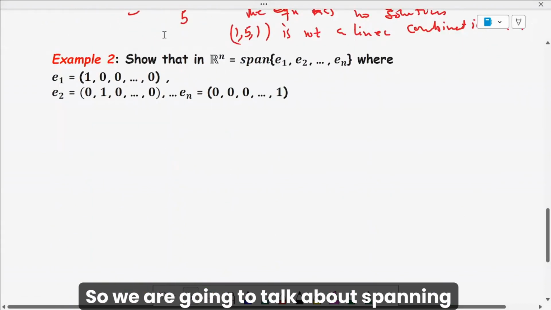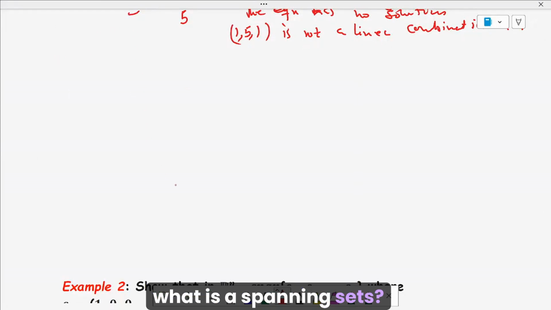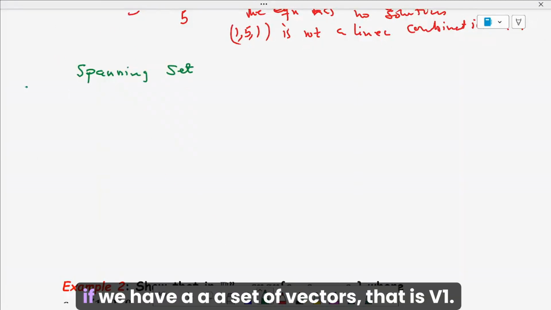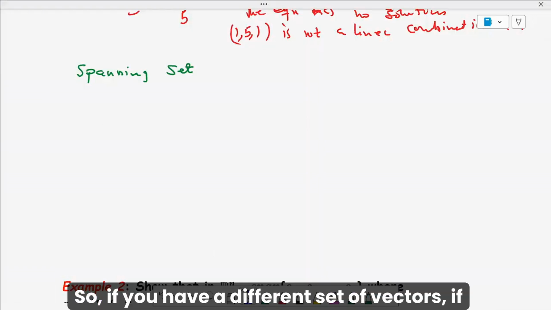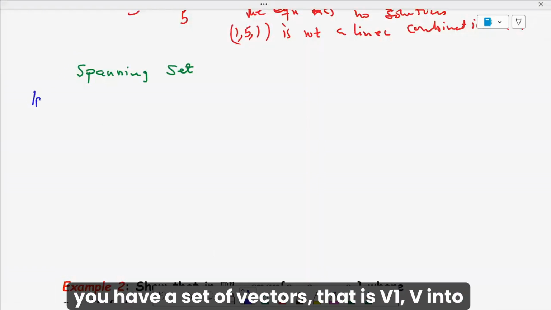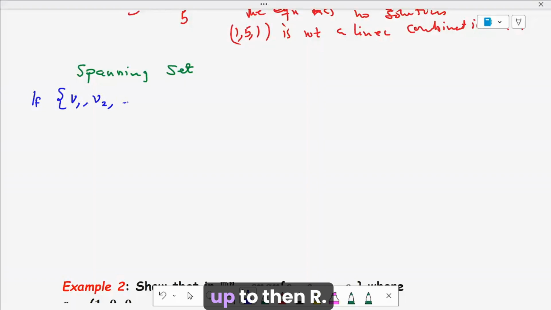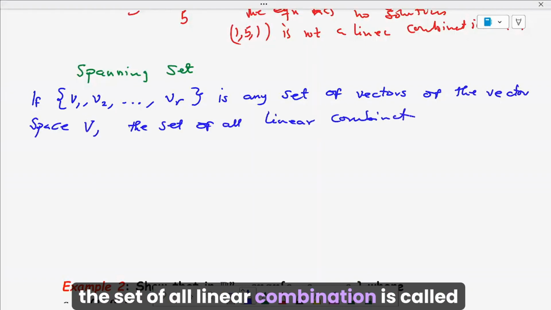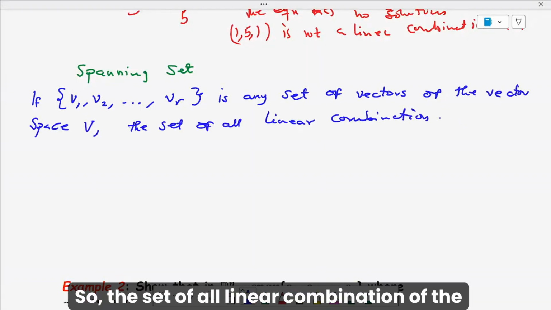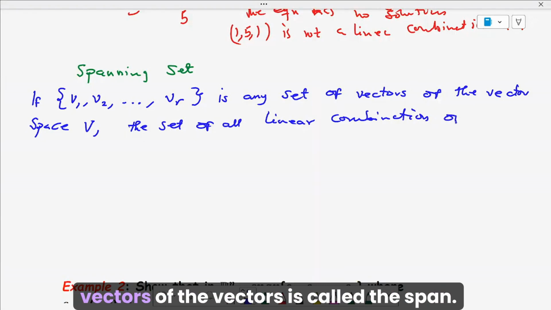So we are going to talk about spanning sets. What is a spanning set? If we have a set of vectors, that is V1, V2, up to Vr, and it's any set of the vector space V, the set of all linear combinations of the vectors is called their span.